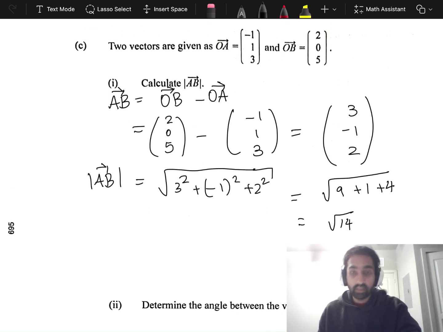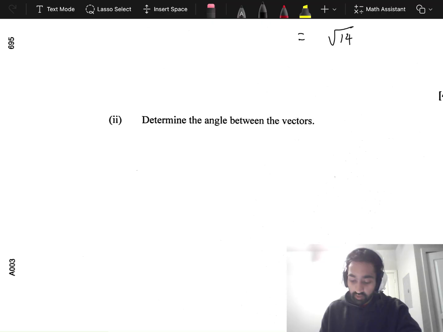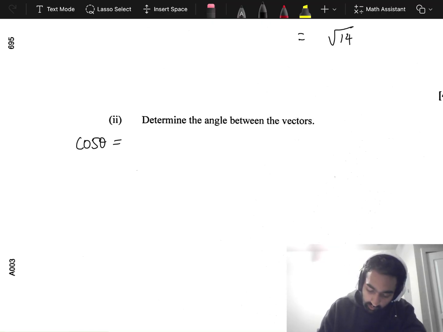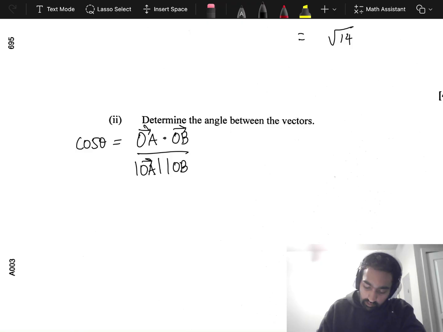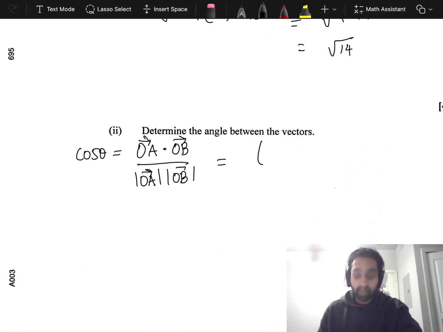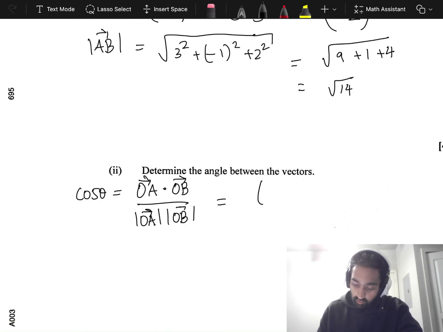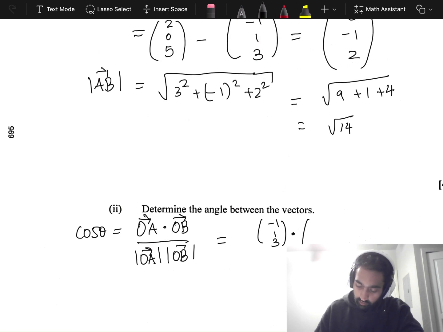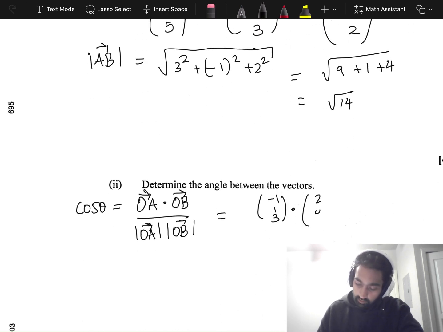Okay, and then the last thing now is they ask you to find the angle between these two vectors. The first thing you need to remember is how do you find the angle? Well, cosine theta is the dot product of the vectors. So it'll be OA dot product OB, over the magnitude of OA times the magnitude of OB. Now let's write what OA and OB are, and then we'll figure out how to do all of these. So OA is (minus 1, 1, 3) dot product with (2, 0, 5).